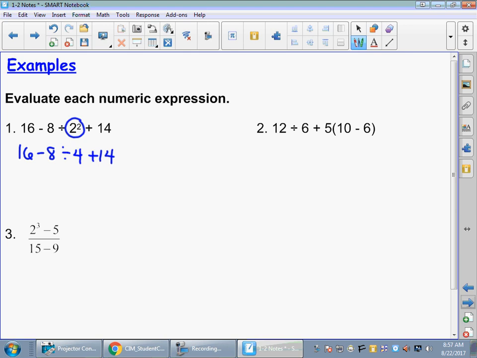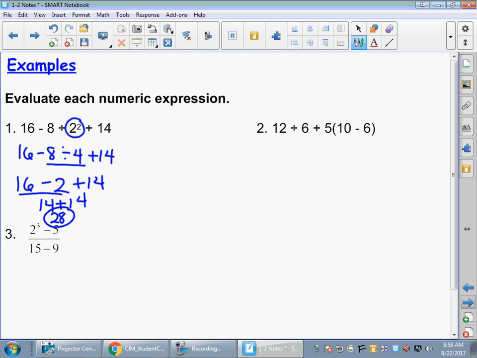So no parentheses. All my exponents are gone. So please excuse my dear. I need to do multiplication and division from left to right. I have a division here, so I need to do that before I can do anything else. So I'm going to rewrite 16 take away 8 divided by 4 is 2 plus 14. And then from here, I'm going to do the left to right addition and subtraction. So I'm going to subtract 2 from 16. I get 14 plus 14, and I end up with 28. Now, as we go through the year, these steps will get less and less, but because this is what we're concentrating on, I want to see all the work.